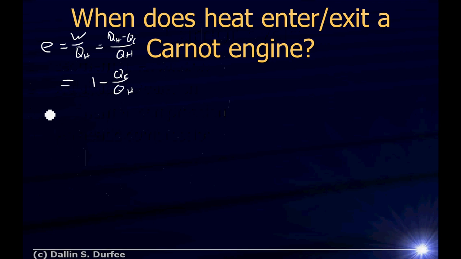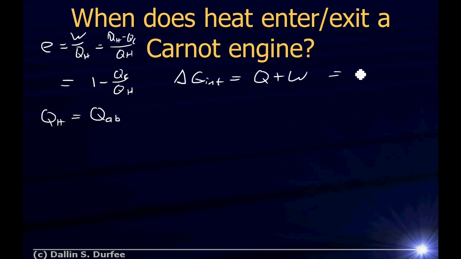Q hot is the heat that flows in when we go from A to B, right? And how do I find that? Well, remember the first law of thermodynamics. Change in internal energy is Q plus work. What is the change in internal energy for an isothermal process? Remember, the change in internal energy is always N C_V delta T.